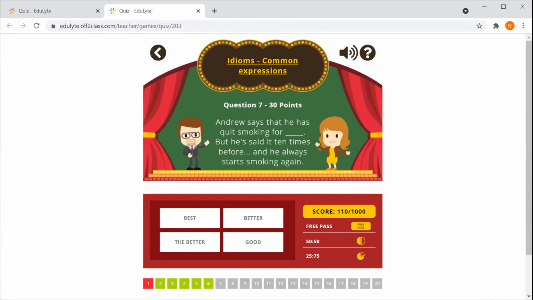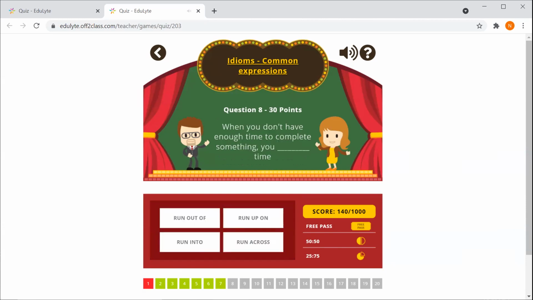Andrew says that he has quit smoking for good, but he said it 10 times before, and he always starts smoking again. Which one? For good. Good. For good. Okay, correct. Next.